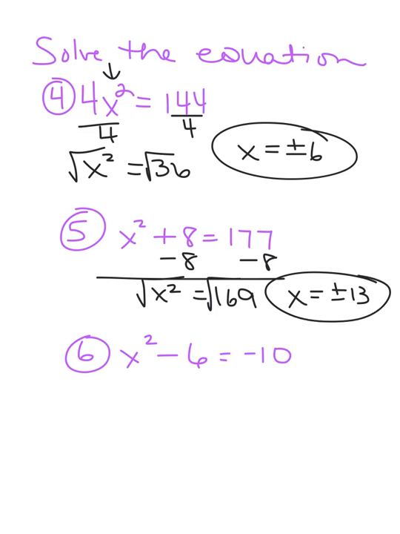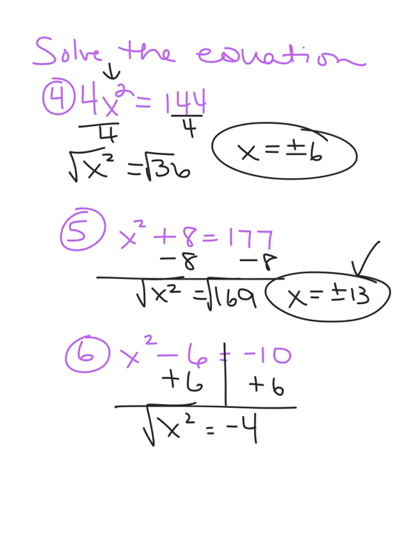Now the great thing about these problems is once you get your answer, you can substitute it back into your original and check your work. You can plug in both positive 13 and negative 13, and if you get a true statement, then you know you have the right value. In number 6, I have x squared minus 6, so again, there's my wall. I'm going to add 6 to both sides, and I have x squared is equal to negative 4. Take the square root of both sides, and again, I notice that I have a negative radicand, which I can't have. So my answer here is no real solution.